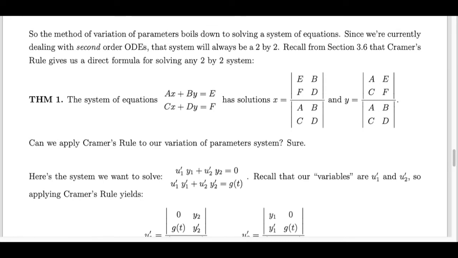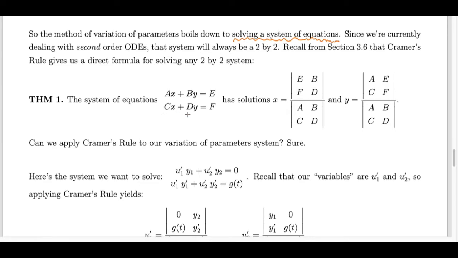On the next page of notes, I want to highlight a slightly different approach to enacting the method of variation of parameters. As we just saw in that example, this method basically boils down to solving a system of equations. I can be even more specific. I know that since we're dealing with second order differential equations, our system will always be a 2x2 system. We saw in section 3.6 that Cramer's rule gives us a direct formula for solving any 2x2 system.